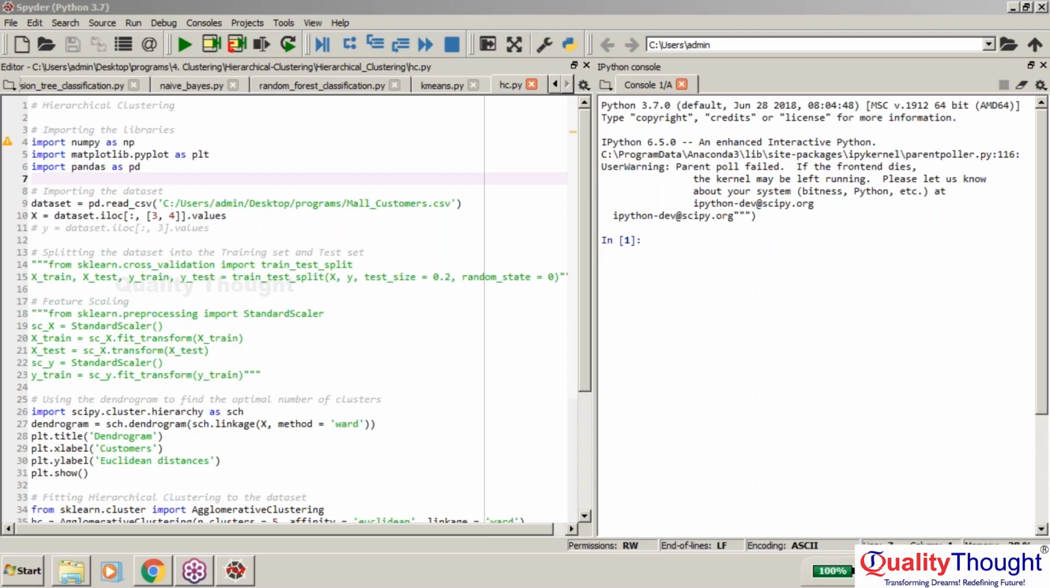So guys, today we are going to discuss the association rule learning. What exactly does this association rule learning refer to?